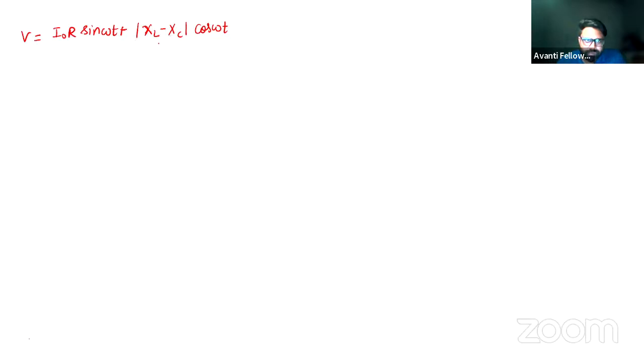Okay? Clear? Now, here the situation will change, because suppose if XL is greater than XC, then the circuit will behave as a purely inductive circuit. Got it? The circuit will become an inductive circuit because XL is greater.